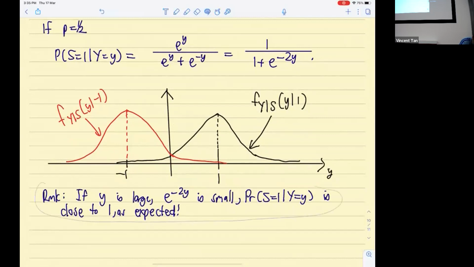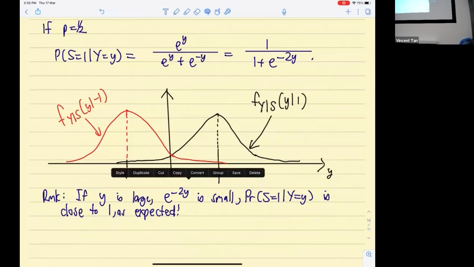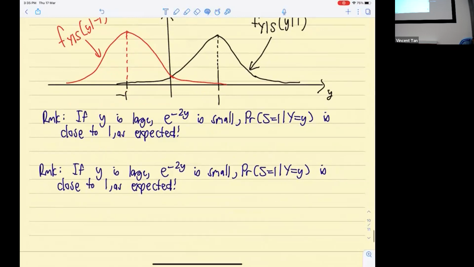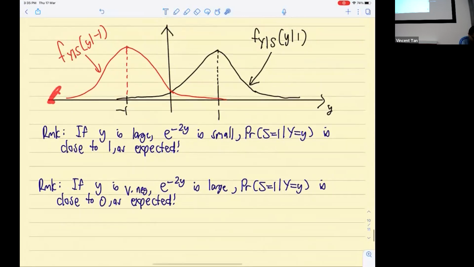Conversely, if y is small or very negative, then e to the minus y is large, and the probability that S is equal to 1 is close to 0, as expected. So if I observe that y is here, what's the chance that S is 1? Very small, because the chance that S is minus 1 is very large, since here you are strongly believing that actually this came from this density.